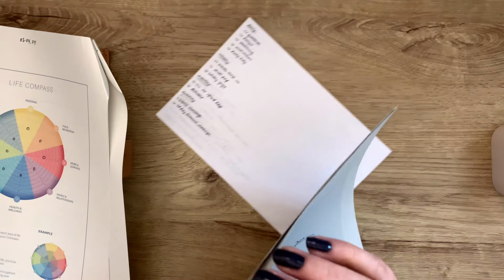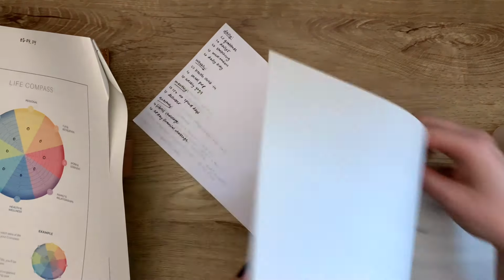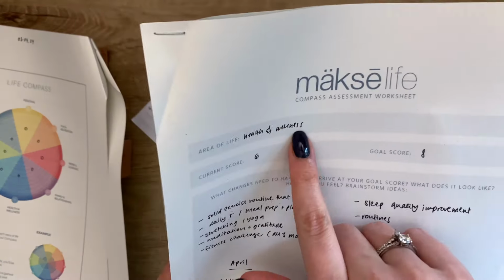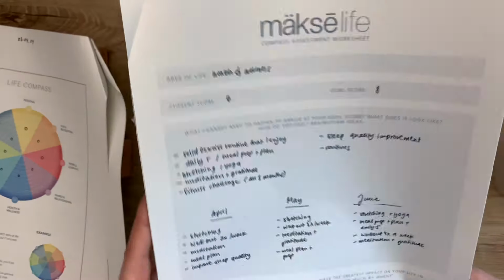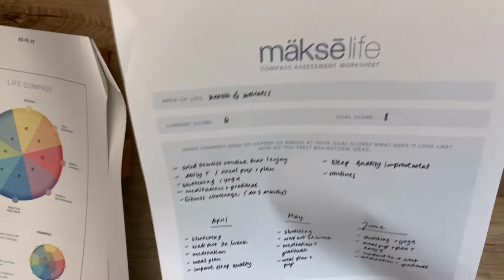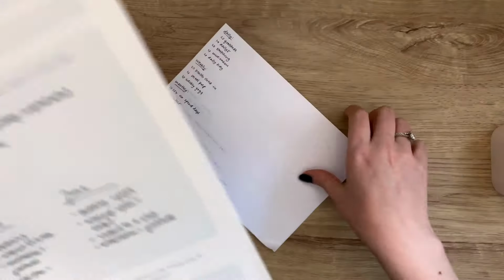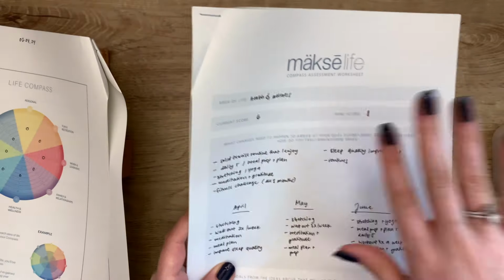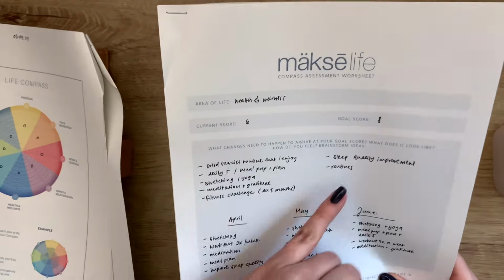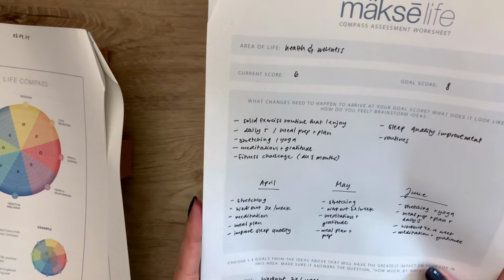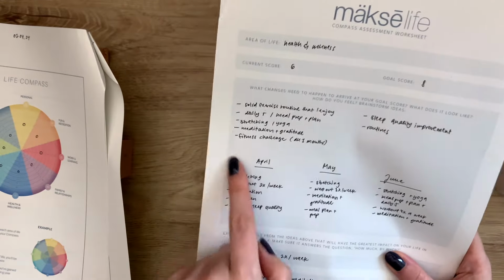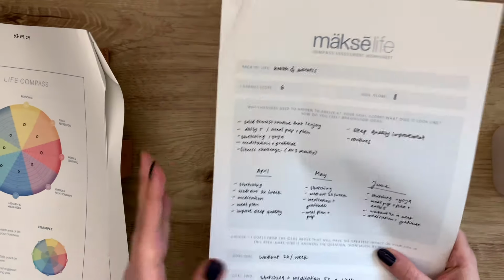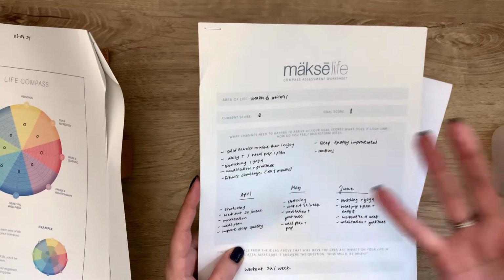All right, so what I did now was I wrote down the area of life that I am thinking about, the current score, the goal score, and then I used this and also some new ideas that I brainstormed and wrote down, and then I sorted these ideas into April, May, and June, keeping in mind how my life is going to look in these months.